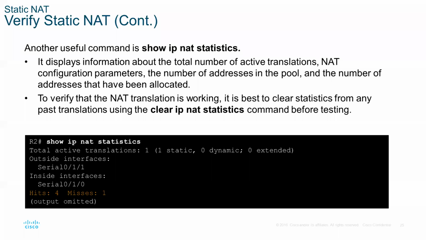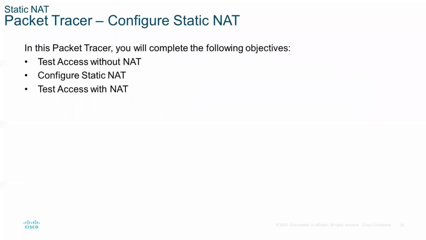So a hit is an address that was successfully translated, and a miss is traffic that is not translated but has arrived on the interface. And there's another Packet Tracer activity for you to do to see this in progress.